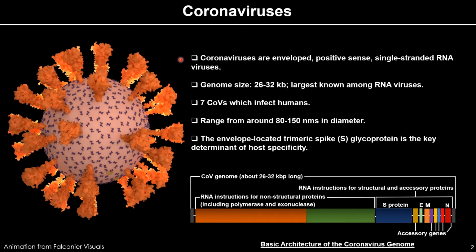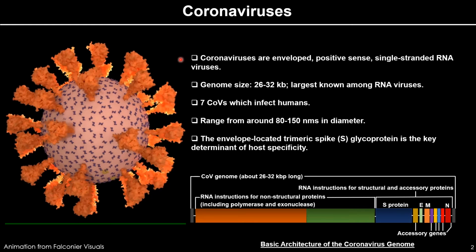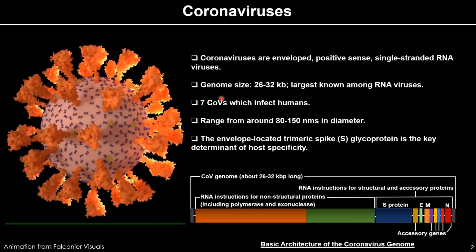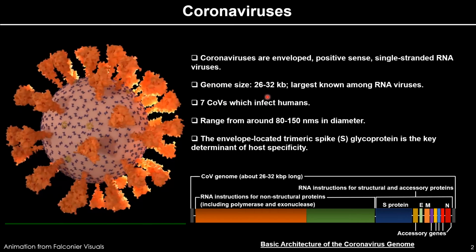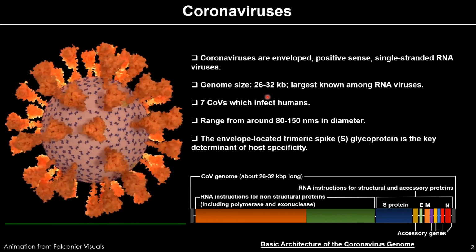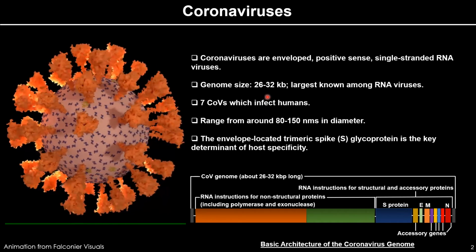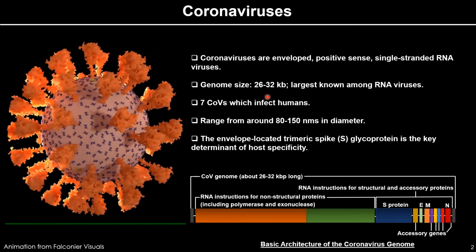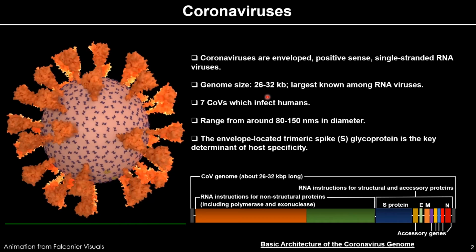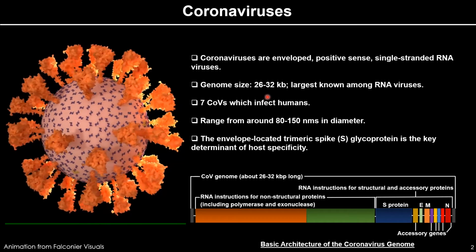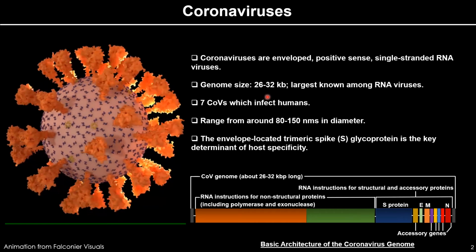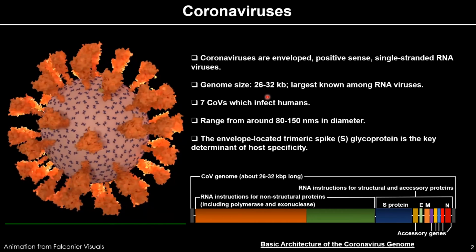Coronaviruses are enveloped, positive sense, single-stranded RNA viruses. Their genome size ranges from 26 to 32 kilobase pair, and they are the largest known among RNA viruses. There are 7 known coronaviruses which infect humans, and all these have been discussed in detail in the previous lecture covering the family Coronaviridae. So you can refer to that lecture if you want.